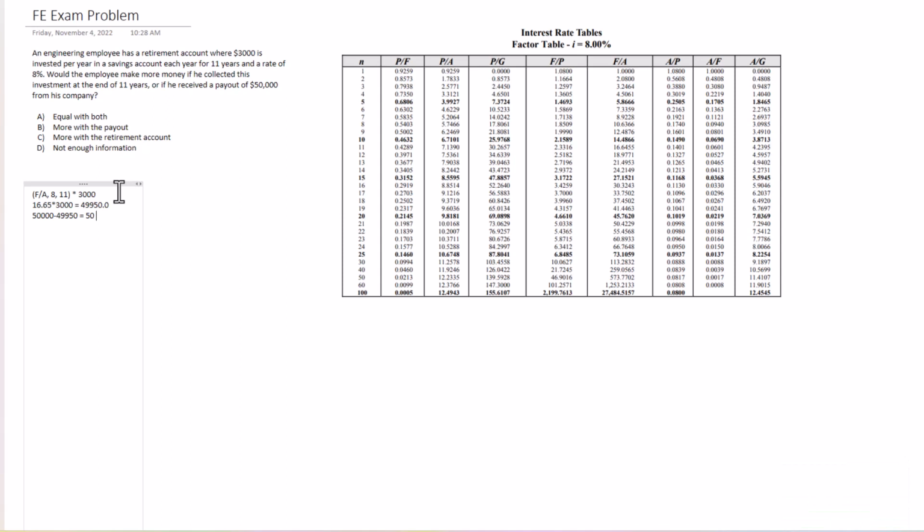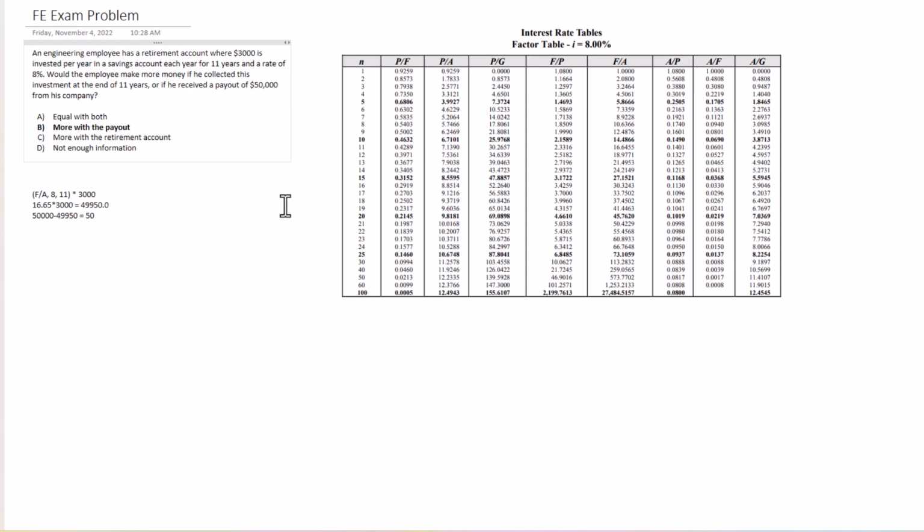So what do we put for our answer? Do we put equal with both or more with the payout? I would say we put more with the payout here. If it's within $1 or so, I'd say it's equal, but there is some difference here. So you would actually get paid more money if you took a $50,000 payout than this setup here. If you made the interest rate one greater point, I believe that this would now be greater. So that's how to answer this question.